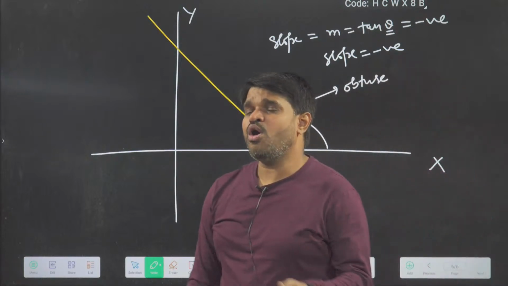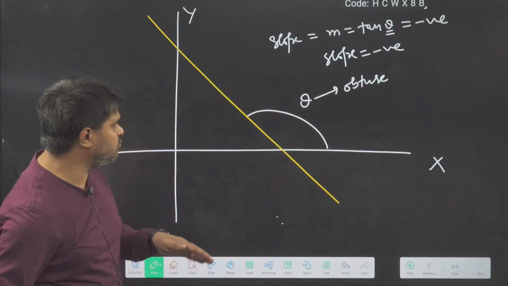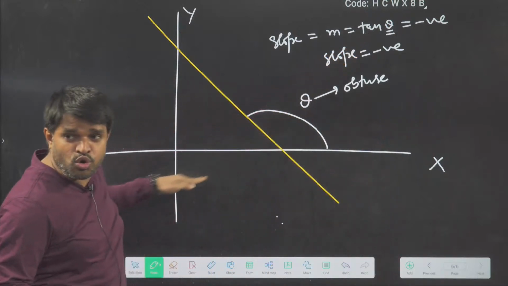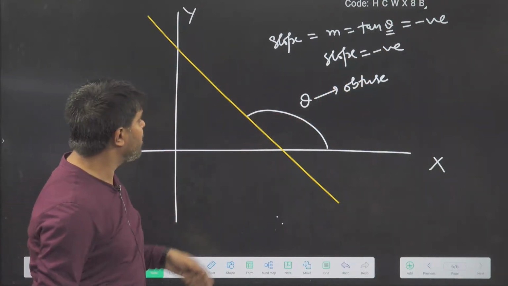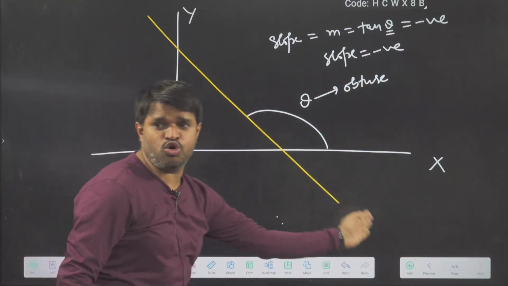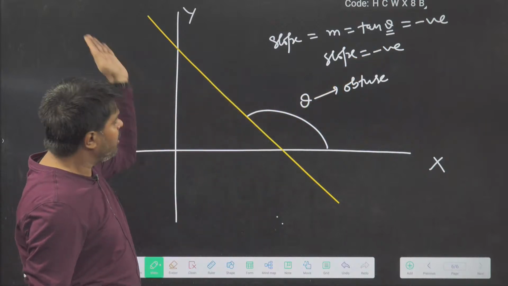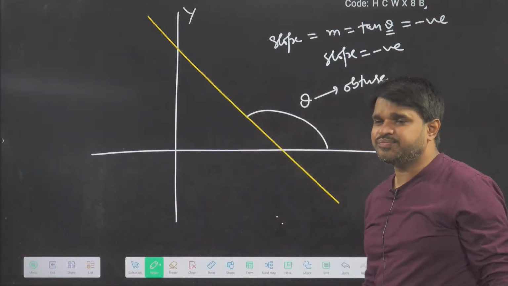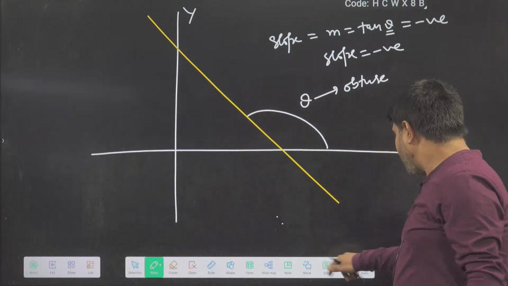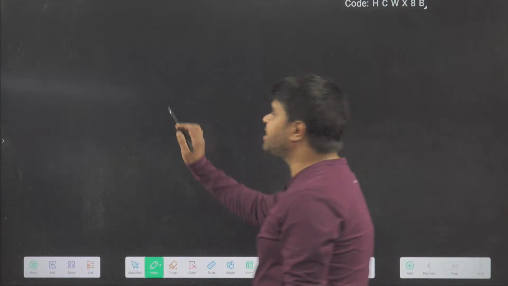Now I am showing my hand gesture. This is a positive slope line, and this is a negative slope line. This is a line of positive slope, and this is a line of negative slope. Clear? Now let's go for one more case.